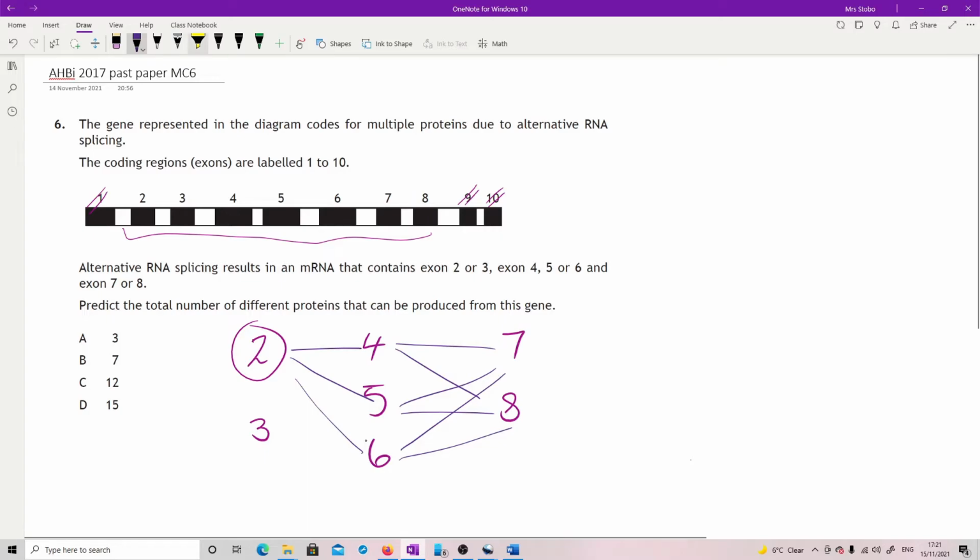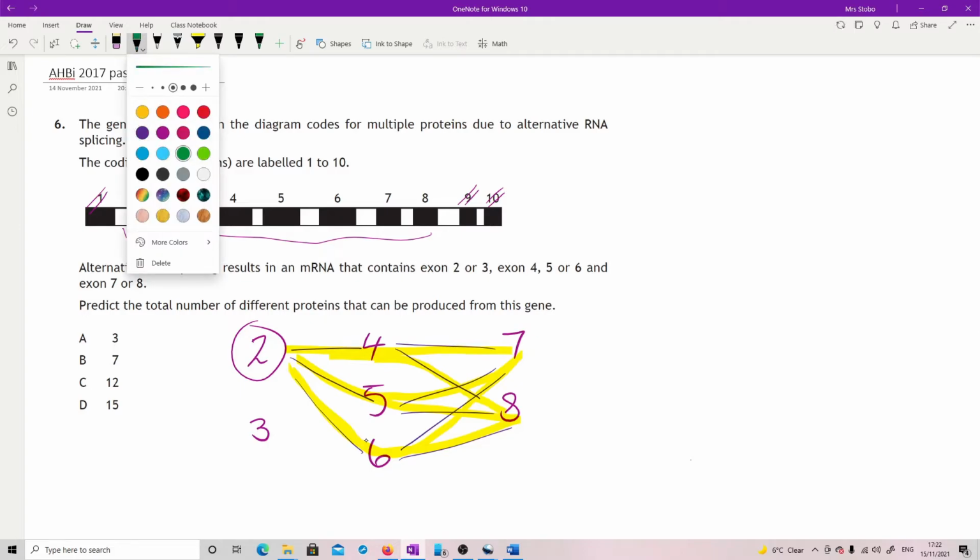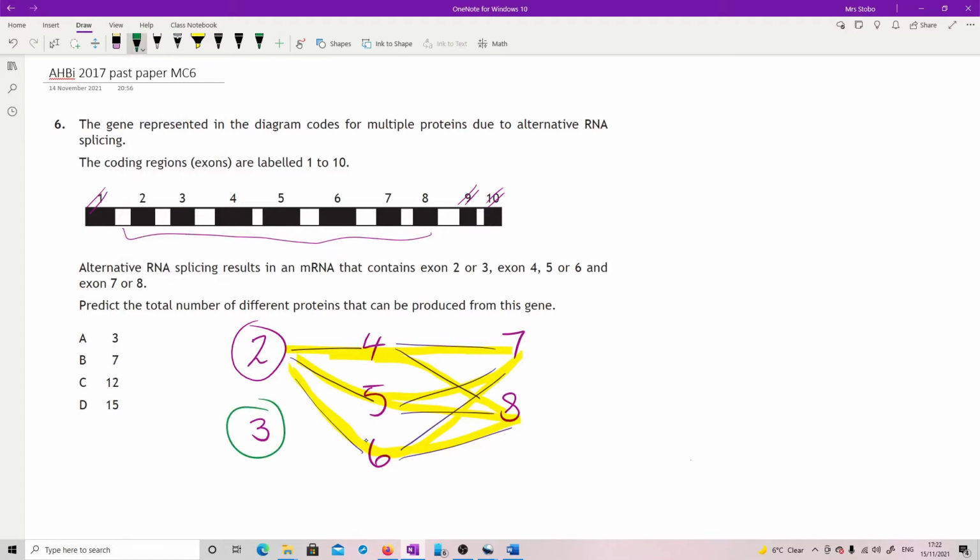Okay, so highlighting here, I've got 1, 2, going down this way, 3, 4, 5, 6 different pathways that I could take from 2. And I could do exactly the same thing if I started from 3. So basically what I've got is 6 and 6. So my total is 12.